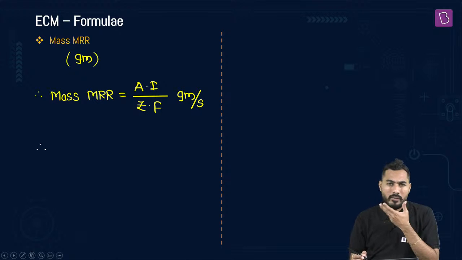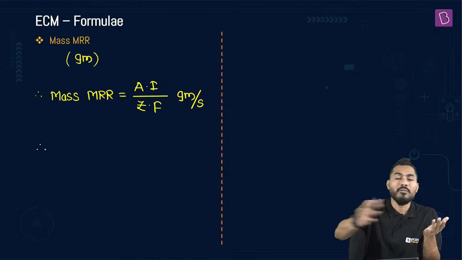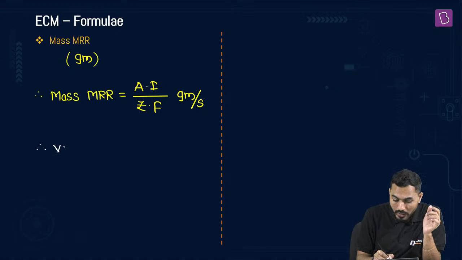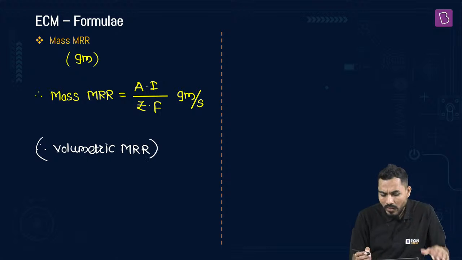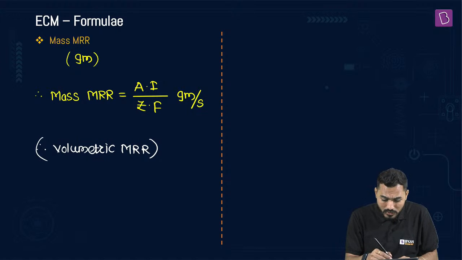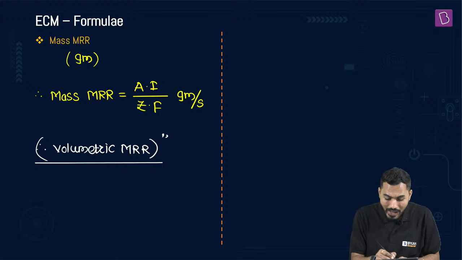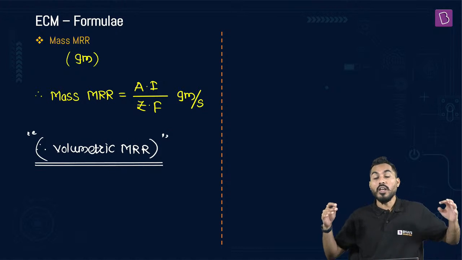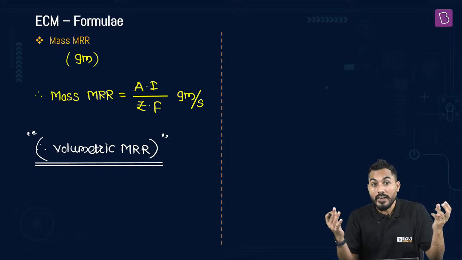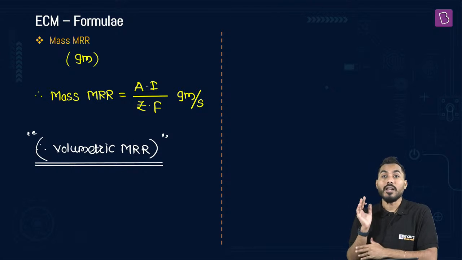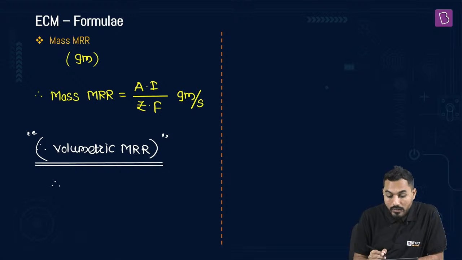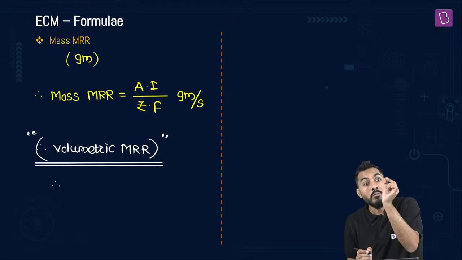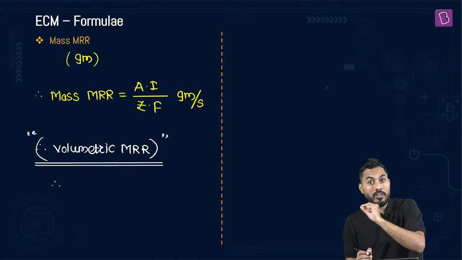Don't calculate mass material removal rate. I'm not interested in calculating how many grams of material are removed, but I'm interested in calculating the volumetric MRR. Now what is meant by volumetric MRR here? Volumetric MRR means, very simply, that instead of calculating how many grams of material are removed, you tell me how much volume. Millimeter cube, centimeter cube, right? This is the way volumetric MRR can be calculated, which means I'm interested in calculating how much volume of material is removed with respect to time.